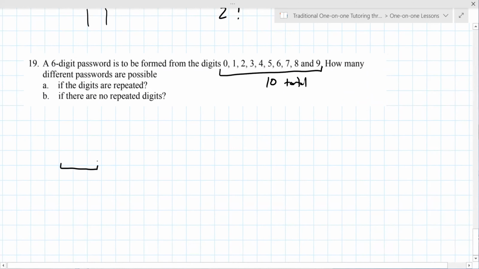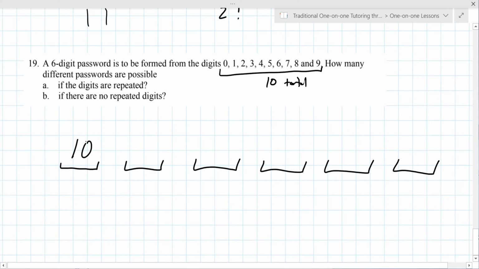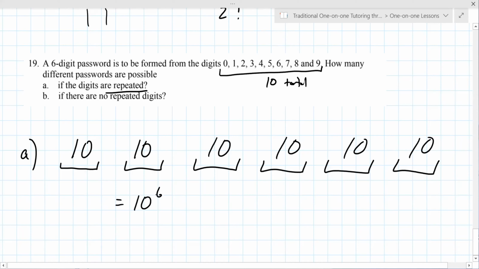So again, I think of these as buckets, where each one is a digit. How many numbers can go in the first position? 10. And if you can repeat, that means you don't lose any. It's not like you pulled it out of a bag and it's off to the side. So it's 10 again, 10 again, 10 again. For part A, because they're repeated, you don't worry about duplications. That equals 10 to the 6th.